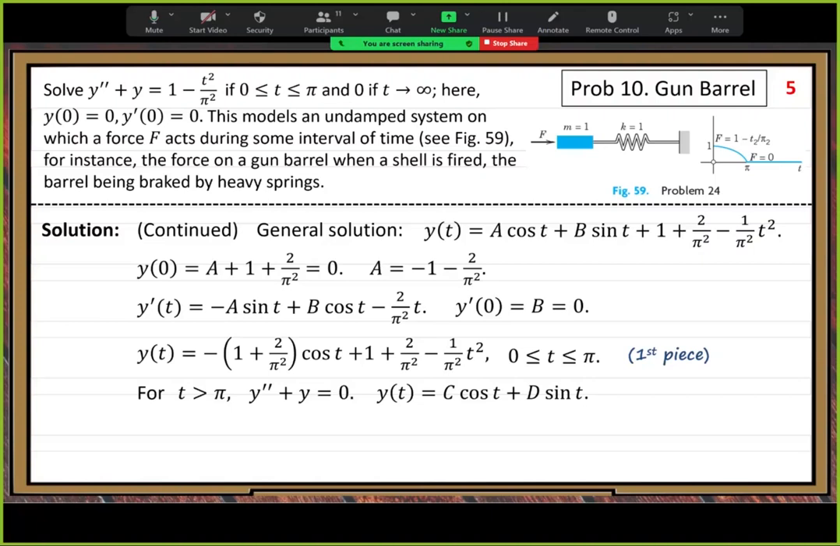Then we plug in pi for the first piece. This should be the initial value of the second piece. The end of the first piece should be the starting point of the second piece. So the first piece and second piece should be connected with a continuous function. There is no break between them, right? They should be connected.